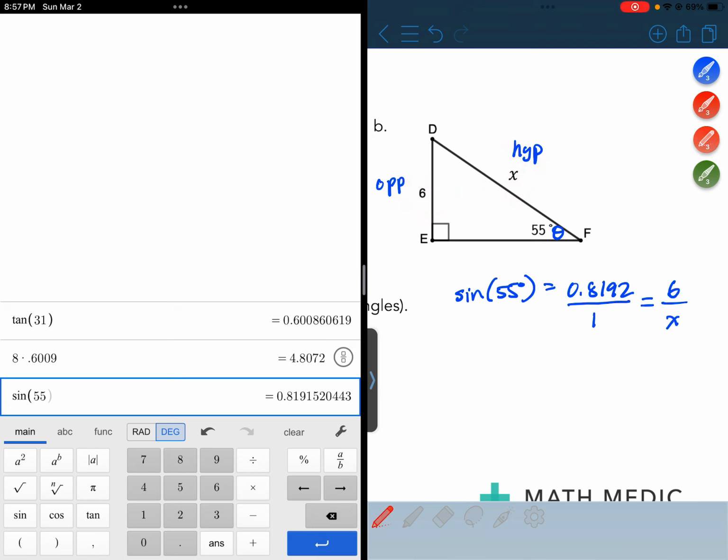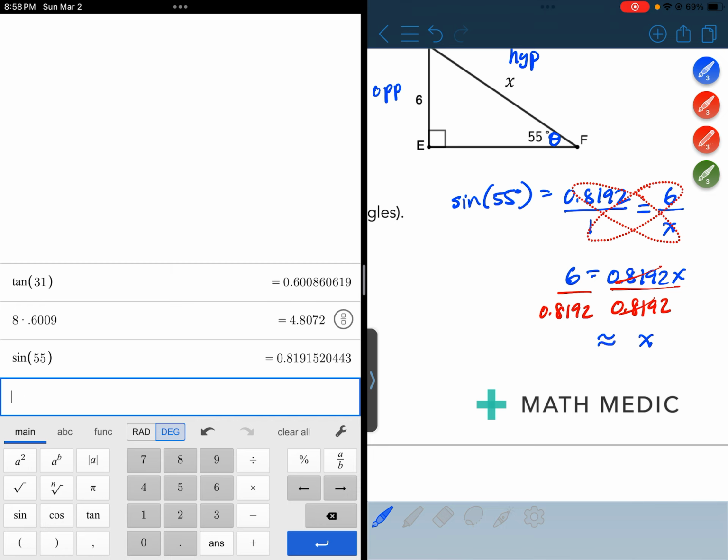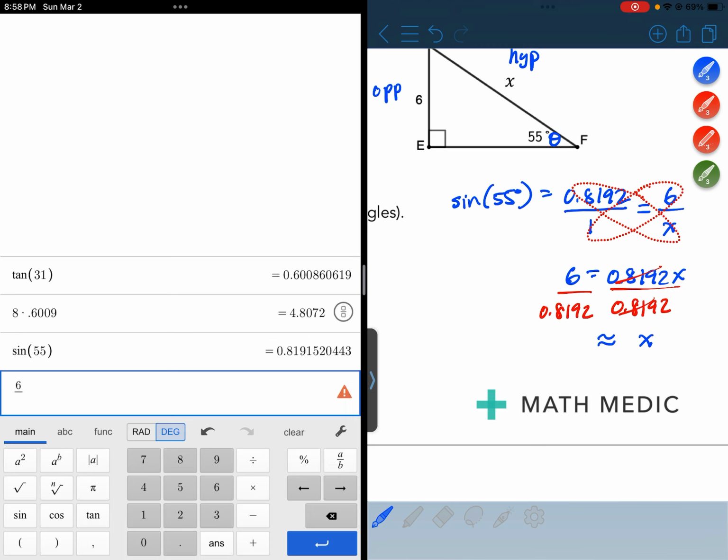Set our two ratios equal to each other, and then cross multiply. So the product of 6 and 1 is 6. The product of the decimal and x is just the decimal times x. We've got to do one extra thing here, which is divide both sides by 0.8192. It's going to cancel on the right-hand side, so x is approximately 6 divided by 0.8192, so like 7.3.